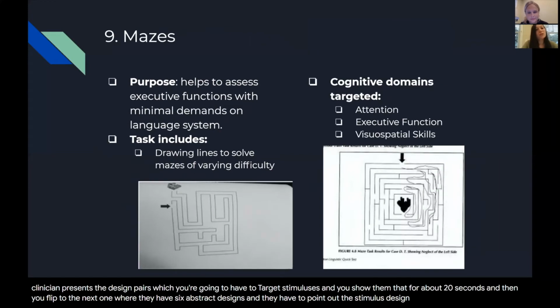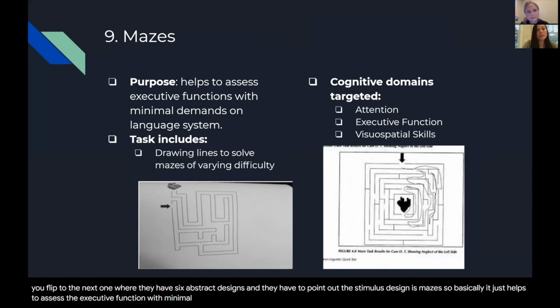The ninth one is mazes. So basically it just helps to assess the executive function with minimal demands. And they're really just drawing lines to solve mazes of varying difficulty.